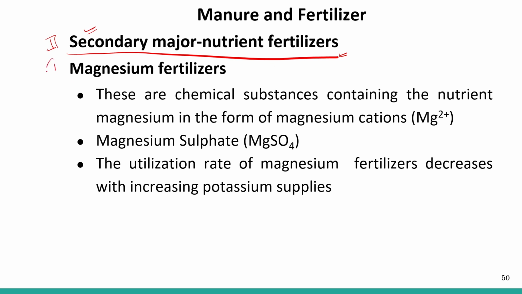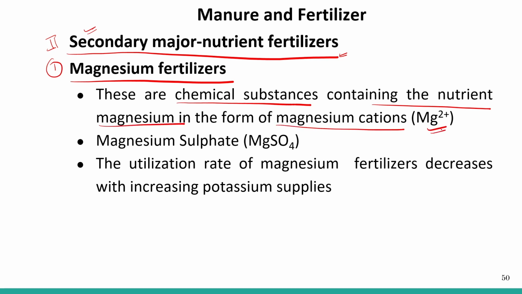So the first example is the magnesium fertilizer, the fertilizer that contains magnesium in good quantity. These are the chemical substances containing the nutrient magnesium in the form of magnesium cations, that is Mg2+ ion. Magnesium sulfate, this is the formula, and the utilization rate of the magnesium fertilizer decreases with increase in the potassium supply. So if you are supplying the potassium also at the same time, then the utilization of the magnesium decreases.